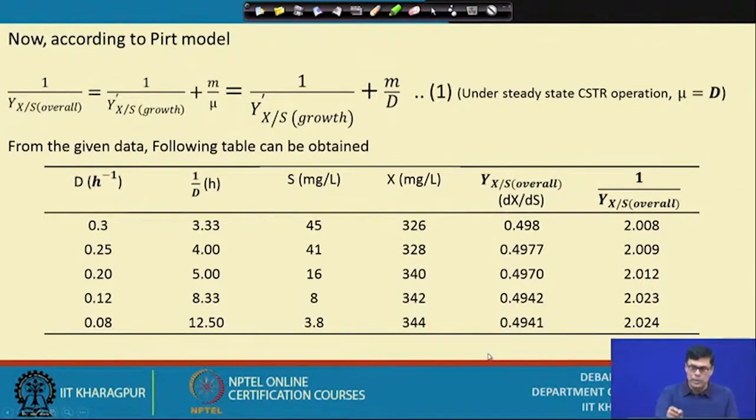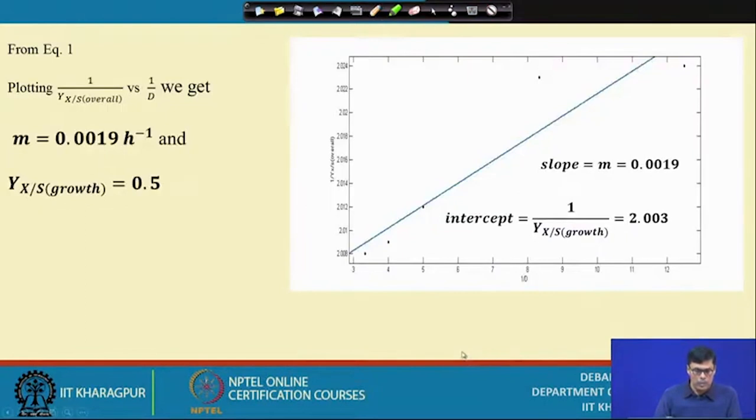Now, this equation we have written exactly in this form: 1 by Y x by s, and this mu we replace by D. From the data that we have, we can write this table. And then we can plot 1 by Y x by s versus 1 by D. If we plot it, the slope will give you the value of the maintenance coefficient, and the intercept will give you the yield.